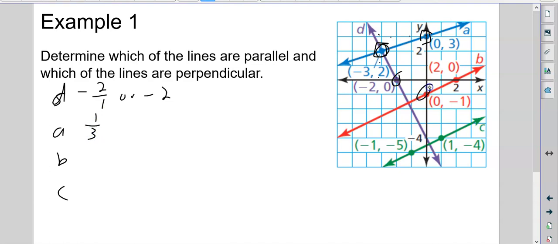B, we're going to use this point and this point. So I can go up 1, right 2, or I can go down 1, left 2. Doesn't matter. But it is a positive line with a slope of 1/2.